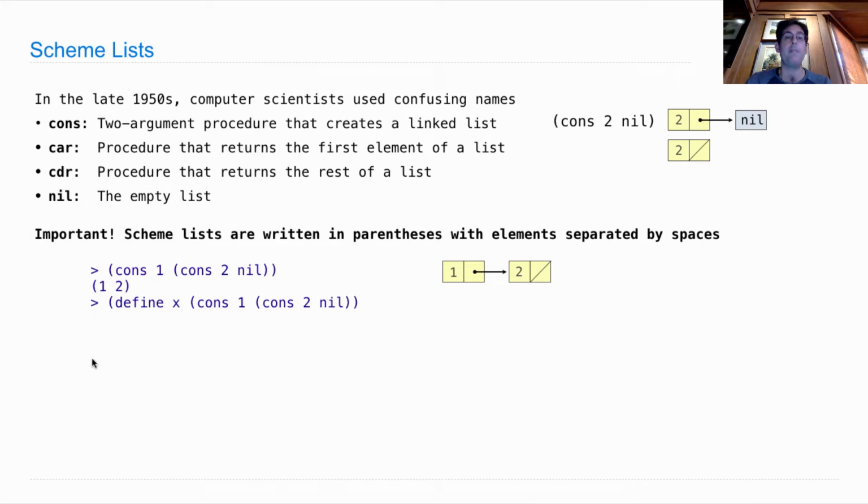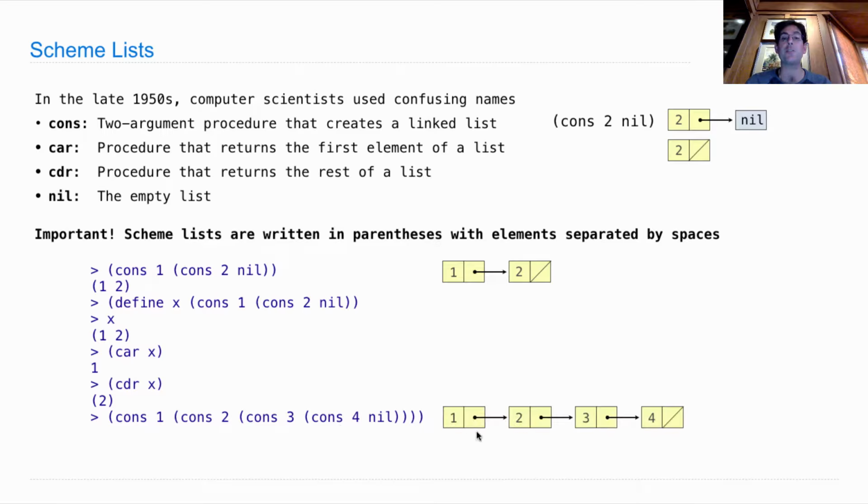But evaluating this expression in Scheme doesn't show me this structure, instead it just shows a list containing 1 and 2. If I define x to be a list containing 1 and 2, I can look at x and see the whole list. The car of x is the number 1, and the cdr of x is the list containing 2. If I cons 1, cons 2, cons 3, cons 4 nil, I'm building a structure that looks like this. But displaying it in Scheme looks like a list containing 1, 2, 3, and 4. So all Scheme lists have a linked list structure. You access their elements using car and cdr, but you display them as a list of elements.